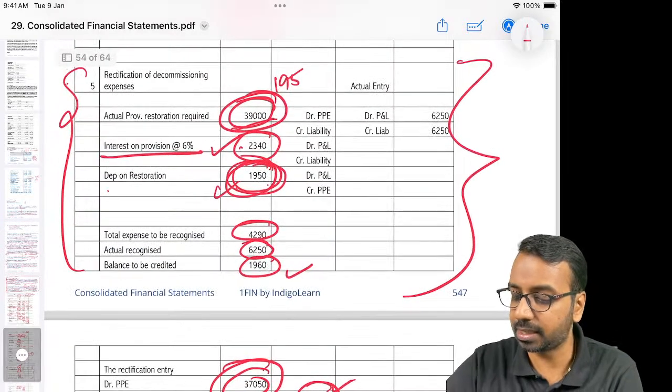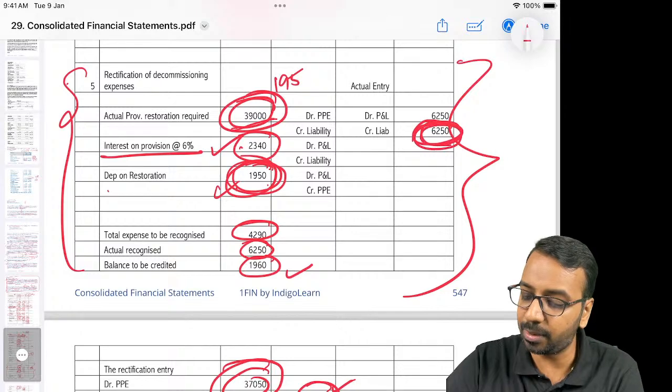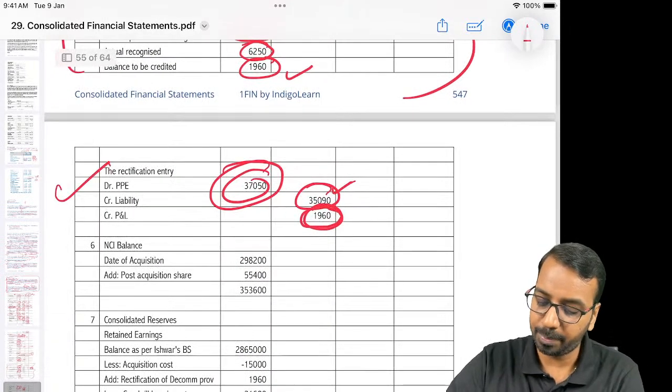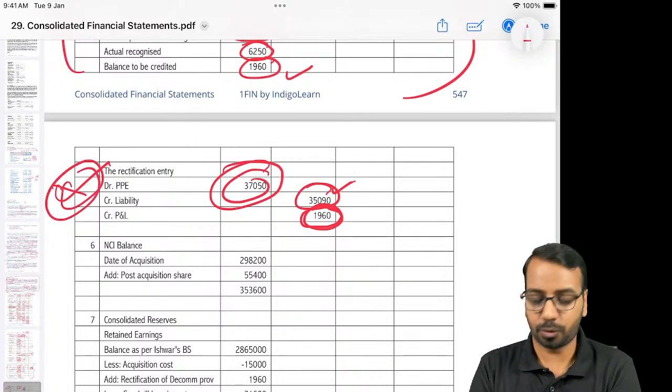Here the thing that you have to understand is they have already created a liability of 6250. They have already created a liability of 6250. For the balance you have to create the liability. Okay. So this is a separate adjustment. I don't expect it to be added to an Ind AS 110 question.